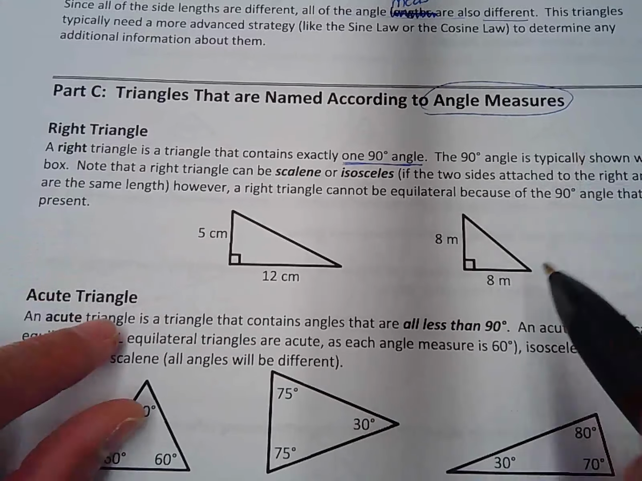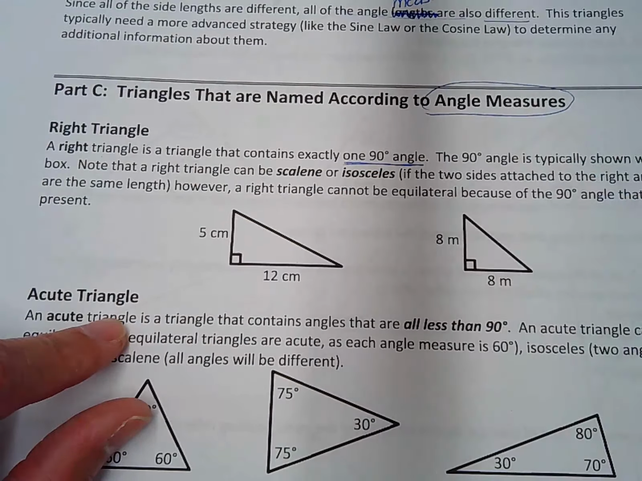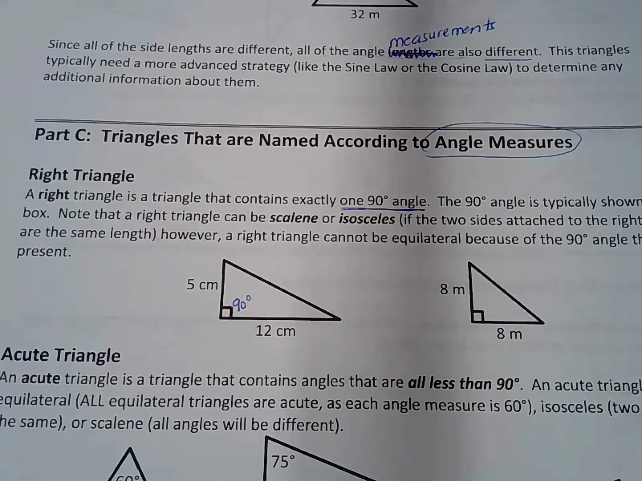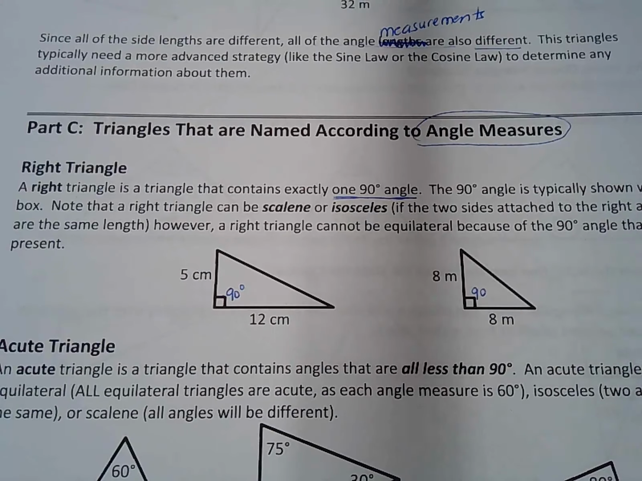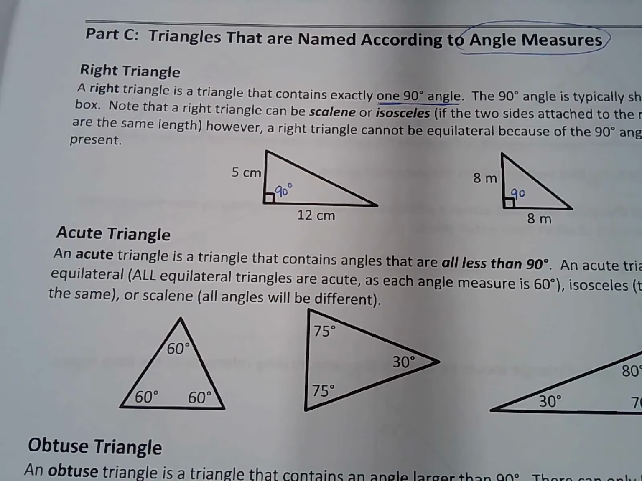Okay. So here, this is a right angle triangle. This angle right here is 90 degrees, where that little box is. Okay, so this is 90 degrees.